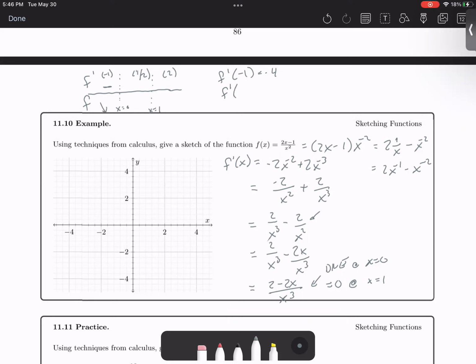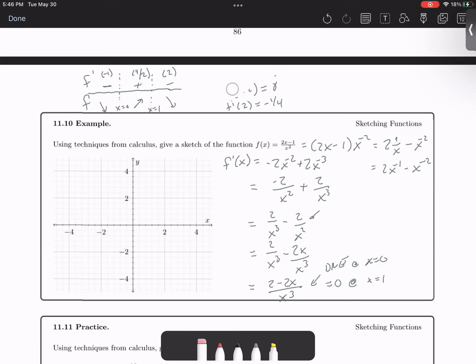If we evaluate our first derivative at 0.5, or 1/2, we get a positive number, 8. Positive first derivative means positively sloped tangent lines. Our function is increasing. And our first derivative at 2 gives us minus 1/4. That's negative. Our function goes back down to decreasing.